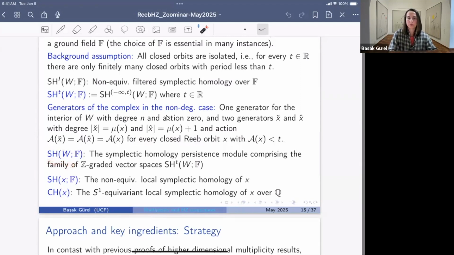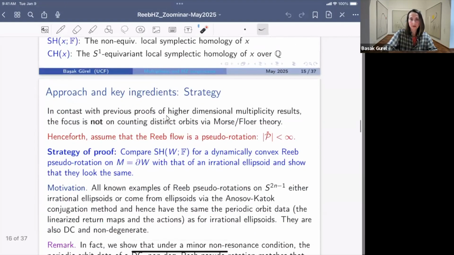So symplectic homology persistence modules comprising these Z-graded vector spaces, which are the filtered symplectic homology. So then if you put a closed orbit here, we have the non-equivariant local homology for a closed Reeb orbit, and then you have the S1 equivariant local symplectic homology of X, and this will be over Q all the time.